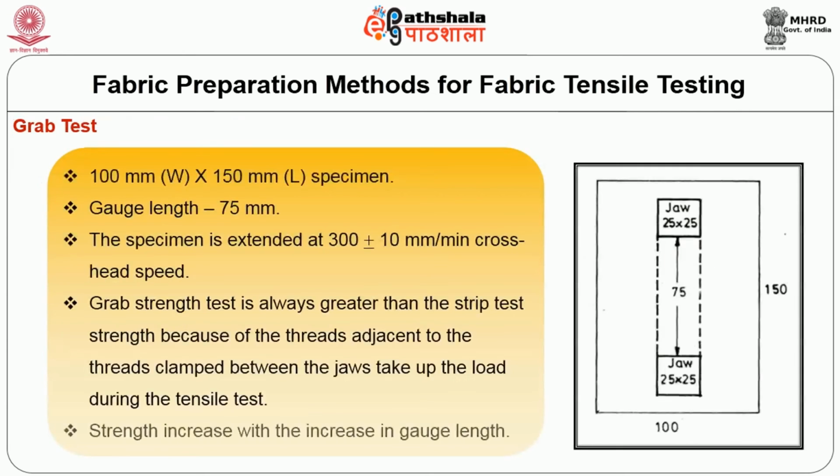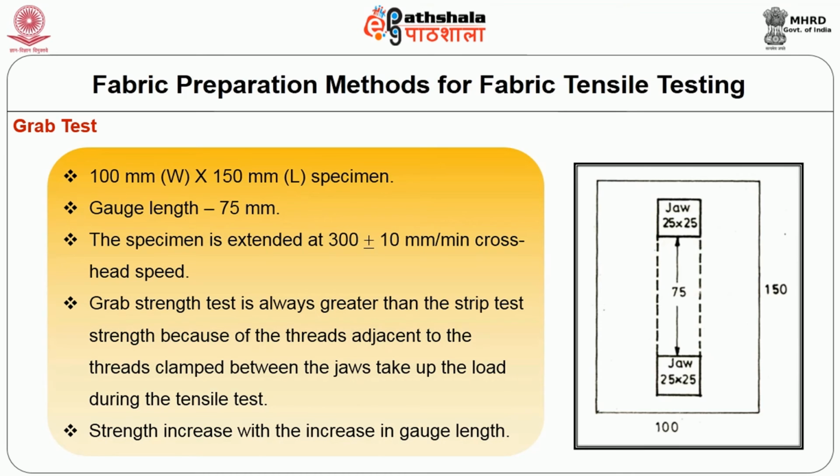Fabric preparation methods for fabric tensile testing. The second method is the grab test. For this, the sample size will be 100 mm width and 150 mm length. Gauge length will be 75 mm. The specimen is extended at 300 plus or minus 10 mm per minute crosshead speed. Grab test strength is always greater than the strip test strength because the threads adjacent to the threads clamped between the jaws take up the load during the tensile strike.